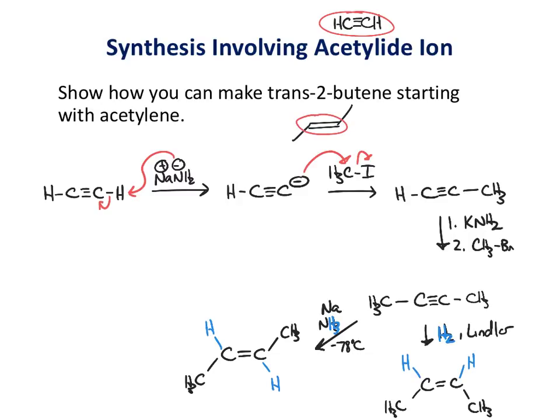You get that. If you were to just use our standard hydrogen reducing agent, hydrogen with palladium, that will reduce this triple bond totally to a single bond. So you just end up with butane. All right, so just remember this acetylide ion is a good way to add carbons.